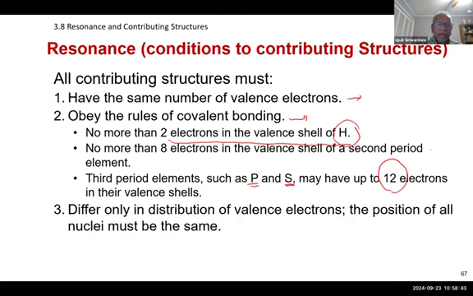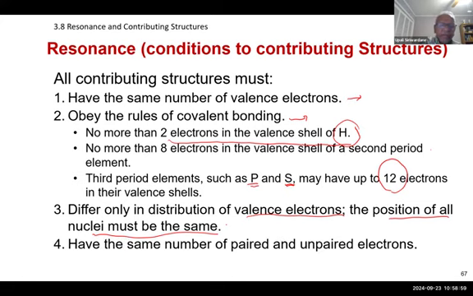They differ in valence electron distribution. The position of all nuclei must be the same. We never change the carbon or the oxygen. They have the same number of unpaired electrons. We never change any unpaired electrons. They have the same number of paired electrons. Now you can look into different structures and say whether there could be resonance hybrids following these rules.